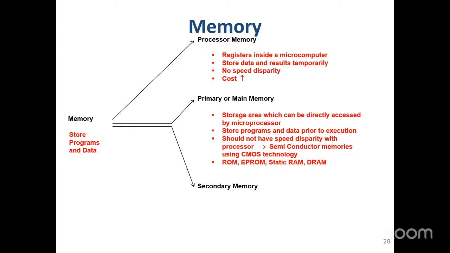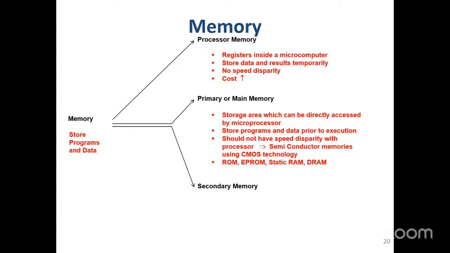Depending on the level of memory, the cost changes. Memory with the processor costs the most, primary memory costs somewhat less, and external memory costs very, very little. That is the memory hierarchy. Now, the processor memory is very costly, and the primary memory is just outside the processor. That is called the main memory.